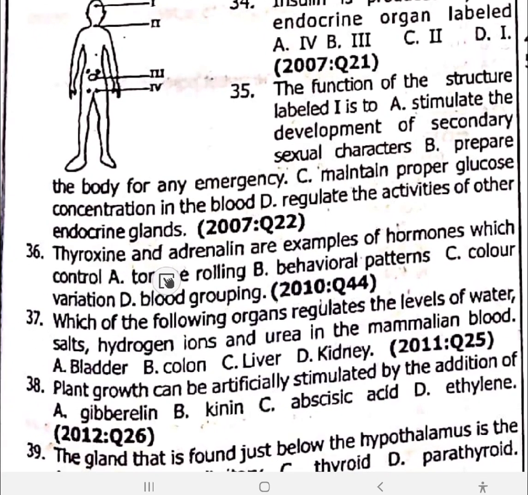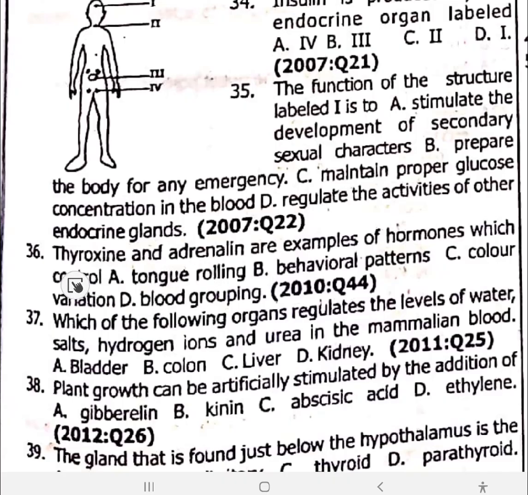36. Tyrosine and adrenaline are examples of hormones which control behavioral patterns. Don't forget, adrenaline is the fight or flight hormone. When you see a snake, what could make you want to run, or give you the boldness to say, let me kill this snake. Some people will use their feet to match the head of the snake. Very dangerous thing to do. That's actually the work of adrenaline. Then tyrosine, similar thing too, but not for flight or fight.